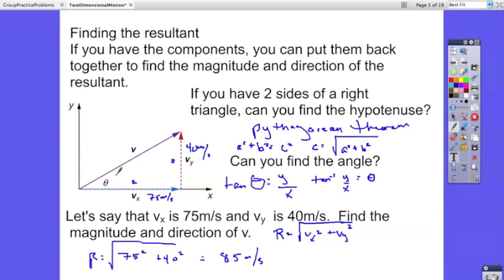Now that's the magnitude, I need the angle. To find the angle, I'm going to use the fact that the inverse tangent of my y component over my x component will give me my angle. So I'm going to do inverse tangent of Vy is 40 over 75. So you take your calculator and you say 40 divided by 75 equals, and then inverse tangent, and I get 28 degrees.